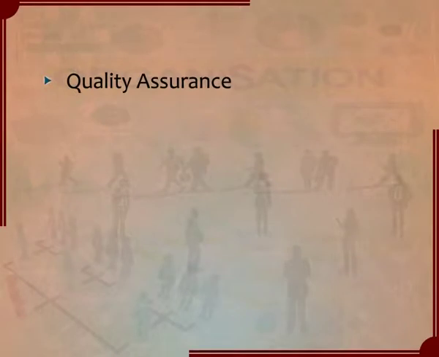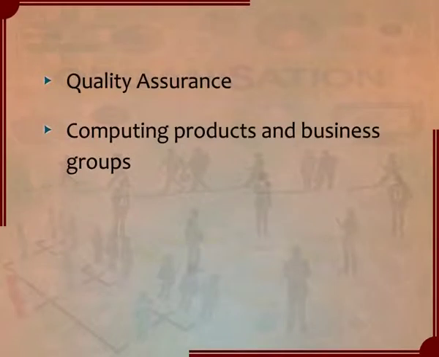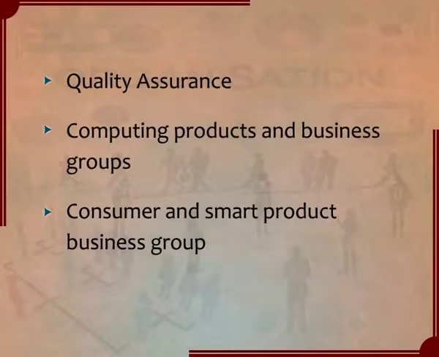Quality assurance: quality assurance and improvement actions ensuring good quality of raw material, process and finished product. This is to enhance the company's image by supplying high quality products only. Computing products business group: product management, development and manufacturing for personal computer products. Consumer and smart product business group: product management, development and manufacturing for smart devices and display products.